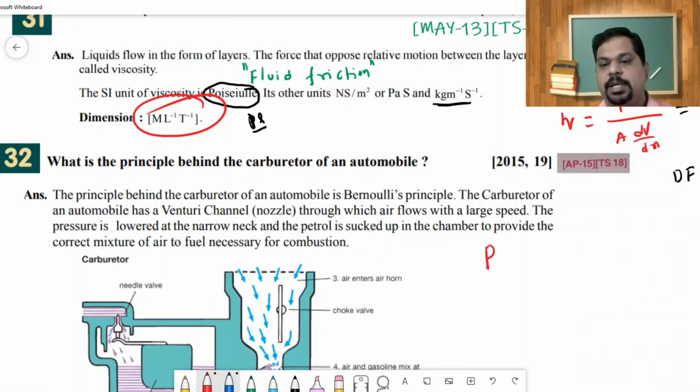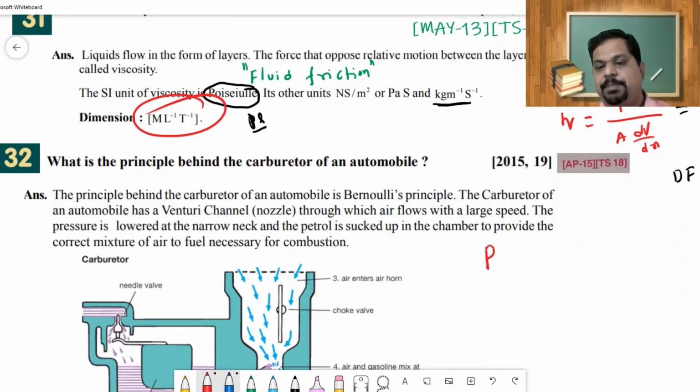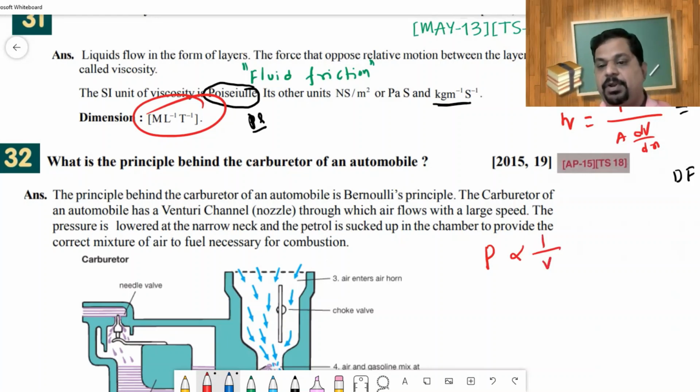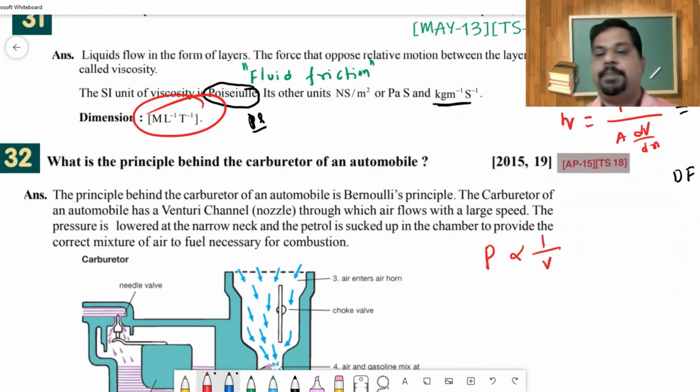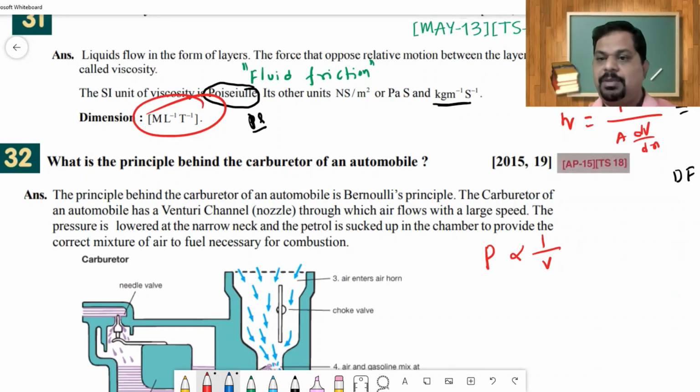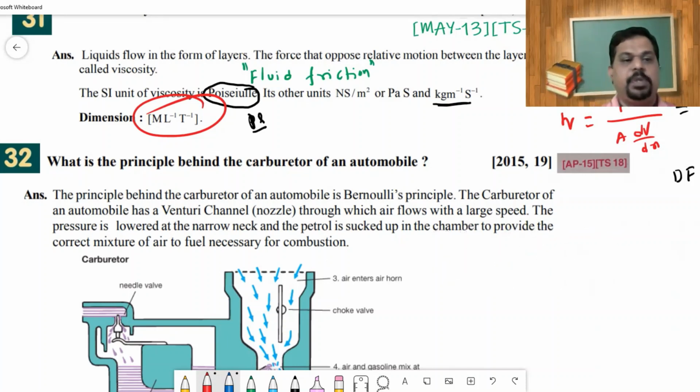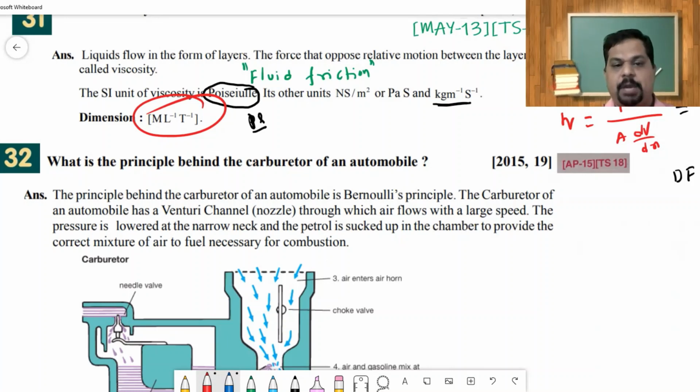According to Bernoulli, the pressure exerted by a fluid is inversely proportional to its velocity. That means the higher the velocity of the fluid, the less is the pressure exerted by it. Or otherwise, a fast moving fluid exerts less pressure and vice versa. So the principle behind the carburetor of an automobile is Bernoulli's.